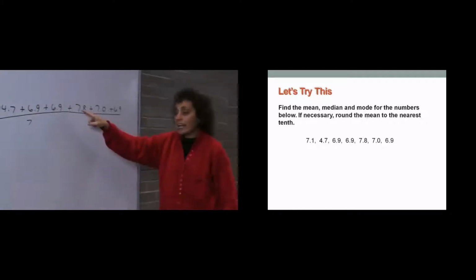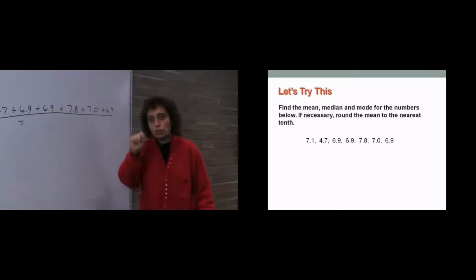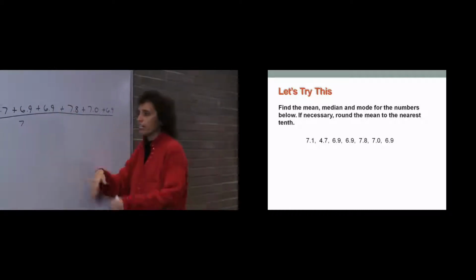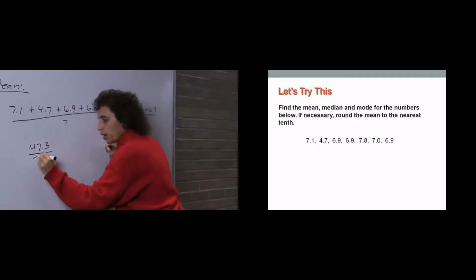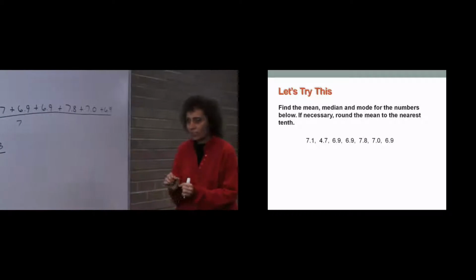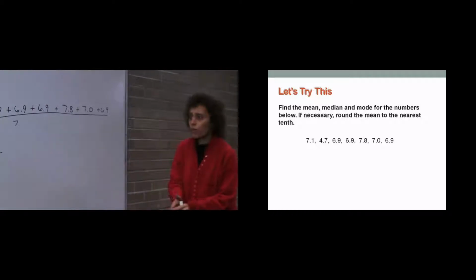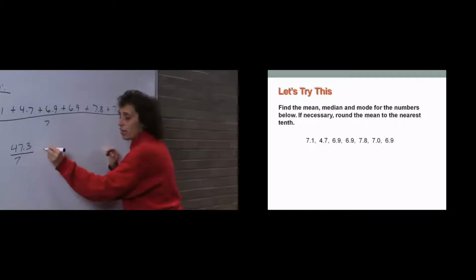All right, if you were to add these, you'd have to line them up, line up the decimals. Okay, I have to be honest, I've already done that, and that's 47.3. I'm going to divide by 7. When we divide by 7, we've already done this before, and I want to round to the nearest 10th. So this is what I have.